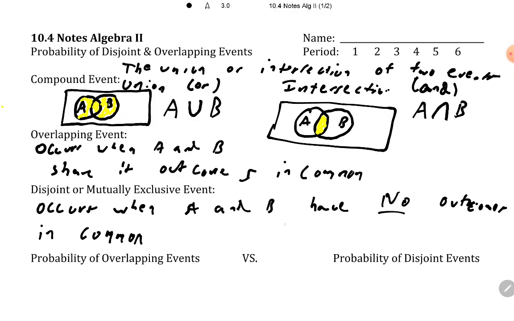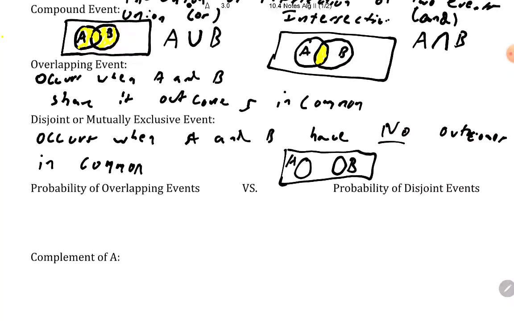So disjoint events are not connected. What that would look like is you have A, you have B, no overlap. They're just separate. Two events that can't occur simultaneously, like the event of getting a good grade in algebra and the event of getting a bad grade in algebra. You can't have both at the same time. Well, I guess possibly if you retake the class, but then that's a different story.